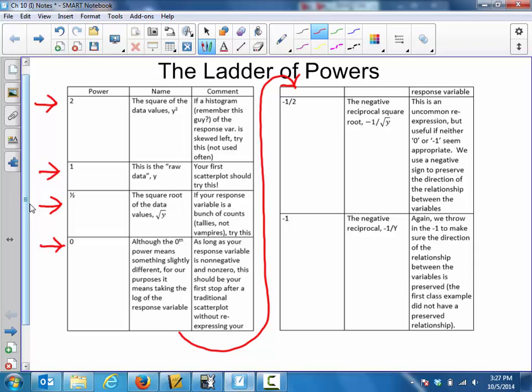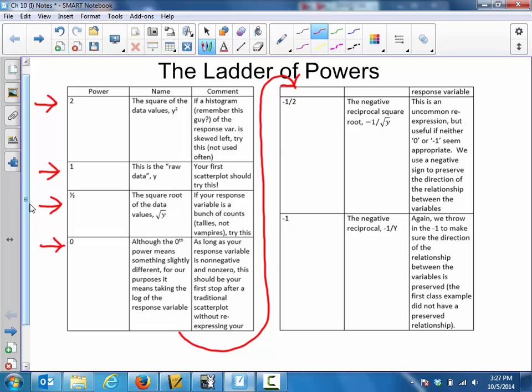What is going on here? Well, the ladder of powers is helping us identify how you can plug in your Y values, the actual Y values, not the predicted, into your scatter plot, having re-expressed them to make your scatter plot straighter. So these powers of 2, 1, 1/2, 0, -1/2, and -1 are re-expressions of the power of your Y value.